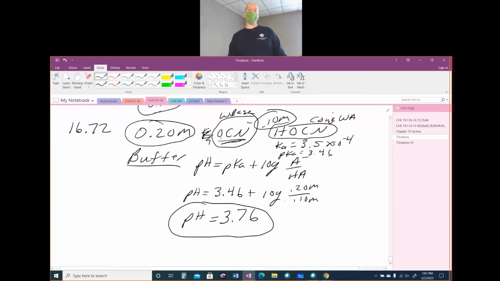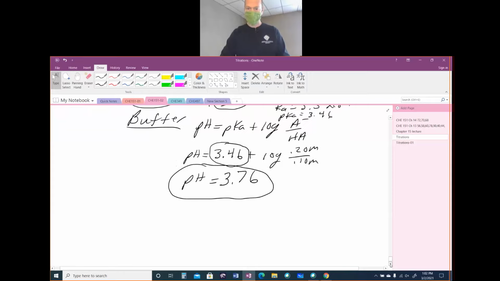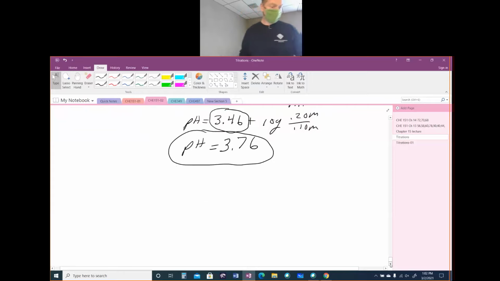All right, and so this would be a good buffer right at the pKa. If you wanted something to have a pH very close to 3.46 and stay relatively close to that, this would be a good buffer system. Remember, the pKa is where your buffer would be good for. So in this case, your pKa 3.46, it would buffer very near there. So even though we had twice as much of our base as our acid, we are just slightly above that at 3.76 as our pH.